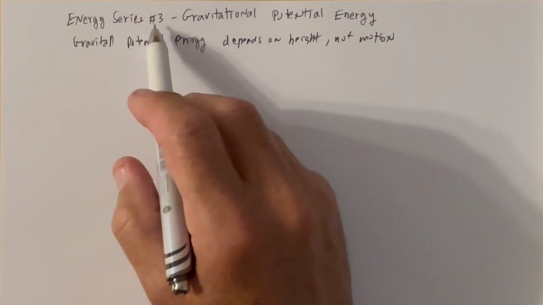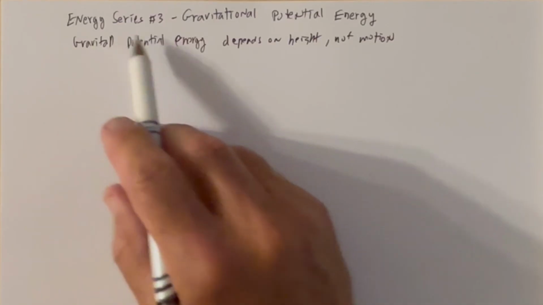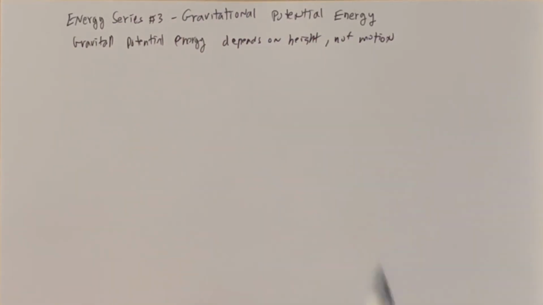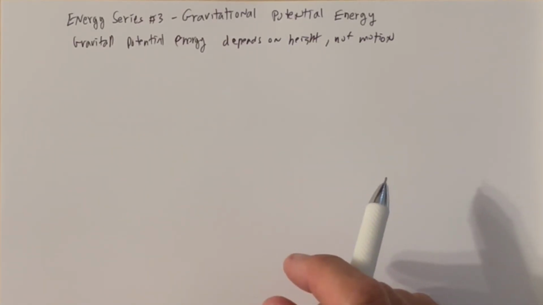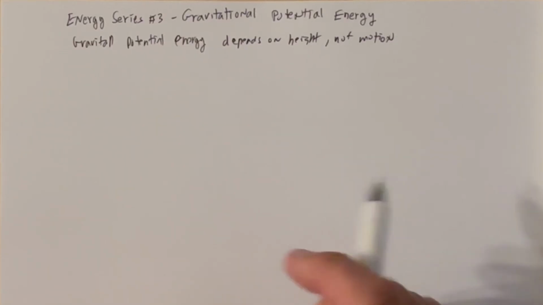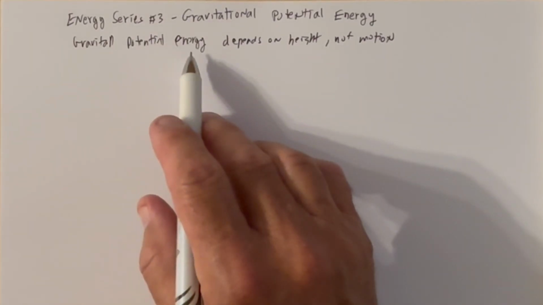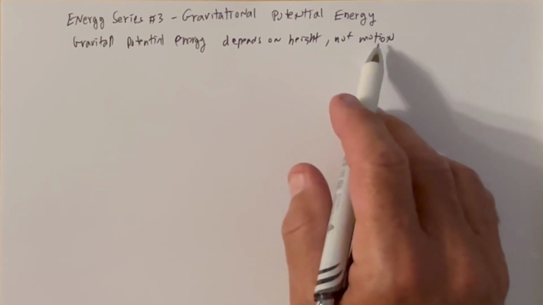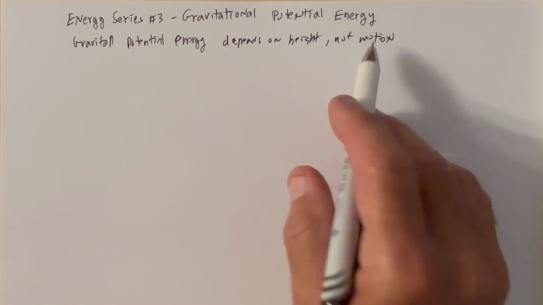Welcome to my third video in my series on energy, and this is gravitational potential energy. We talked about it a couple of videos ago. In this video, I'm going to do a couple more examples, hopefully to get it a little more familiar in your mind. And what we're talking about here is gravitational potential energy. This is going to depend on the height above the Earth, not motion. That would be kinetic energy.